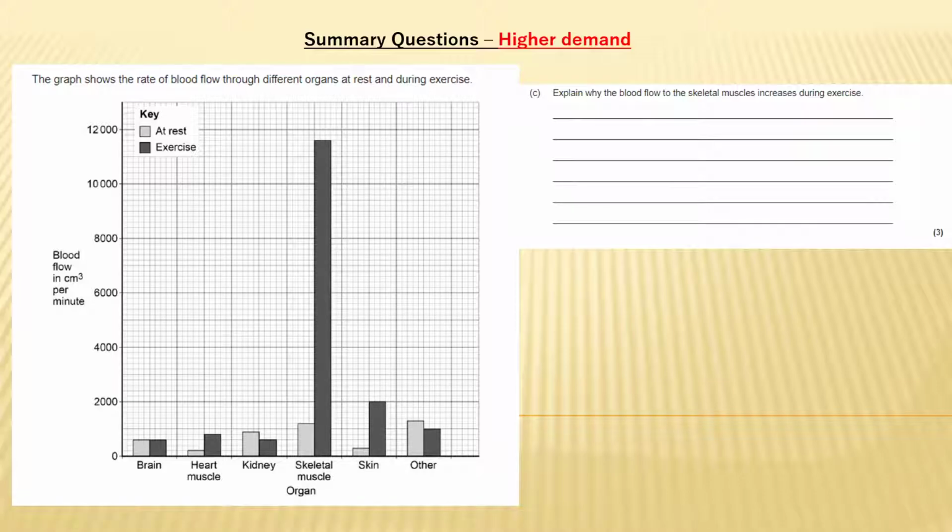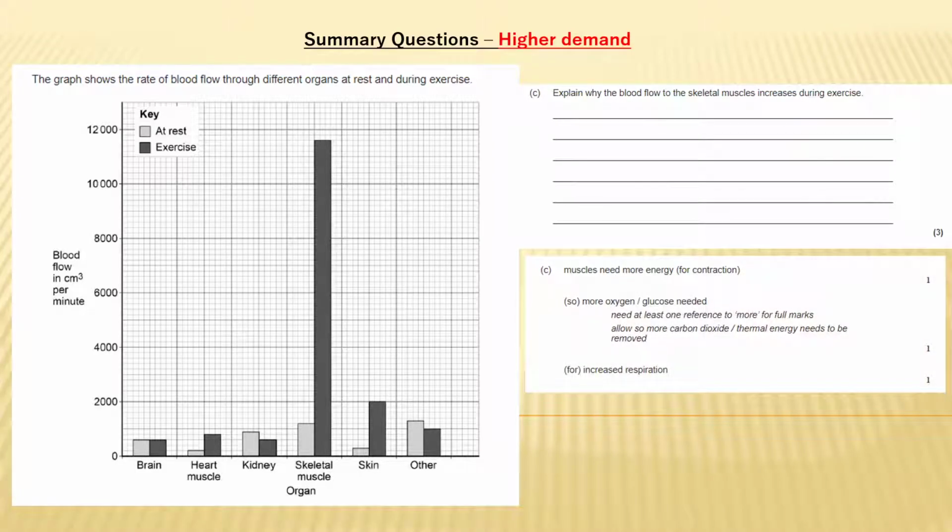Good job. Hopefully you found that tough, because it is challenging. So, although the answer may seem very simple, it's not, because you need to link a lot of things together. So first things first, when comparing skeletal muscle at rest and at exercise, we know that when you're exercising, you require more energy. Now, if you want to be very specific, you could say for contraction. Now, when we require more energy, we have to think back to our rates of respiration. And that goes back to this point here.